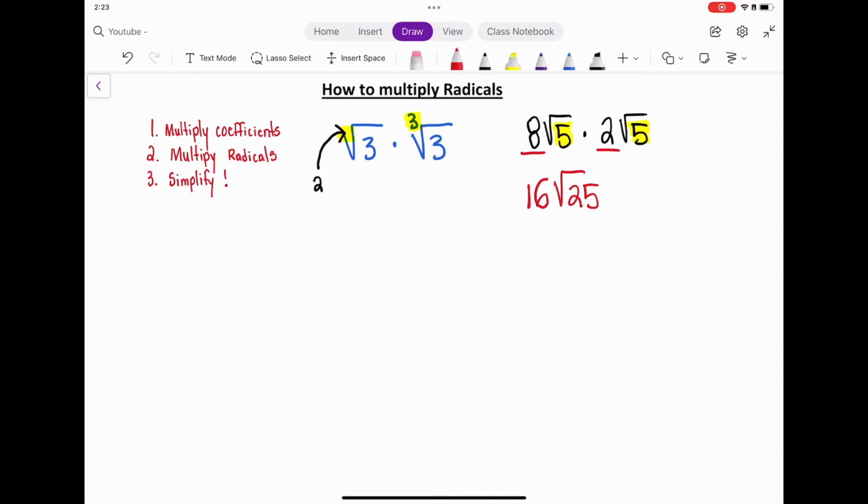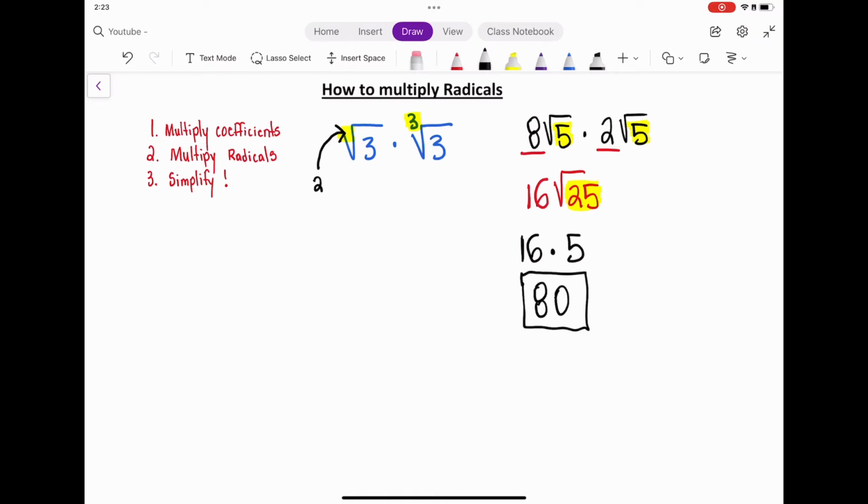And the last step is for us to simplify. So I noticed that radical 25 is a perfect square. And when we simplify it, this is going to turn into 16 times the square root of 25, which is just 5. So after simplifying this radical, we'll get a final answer of 80.